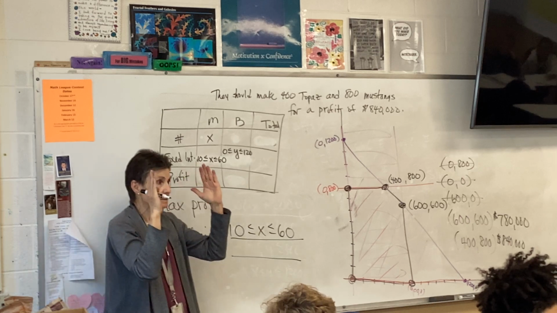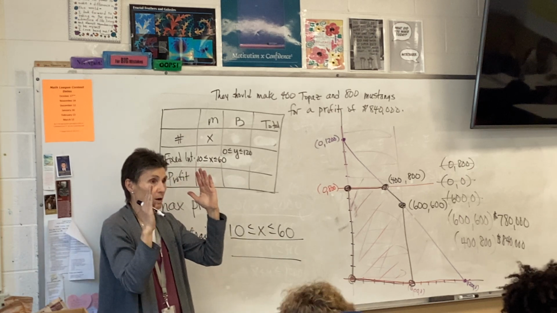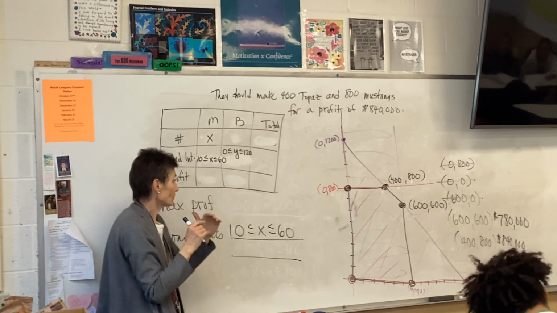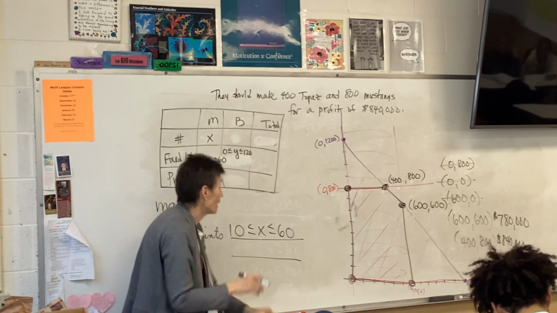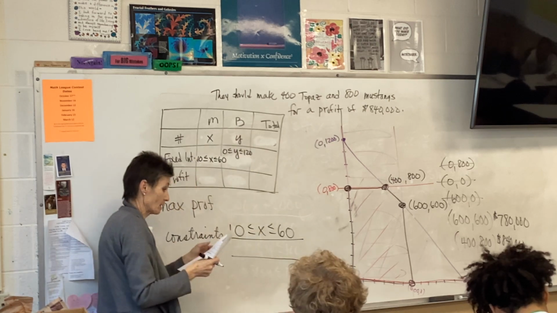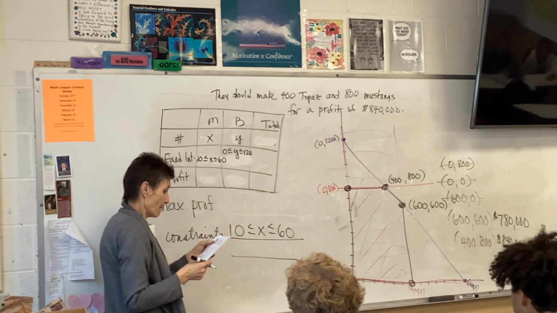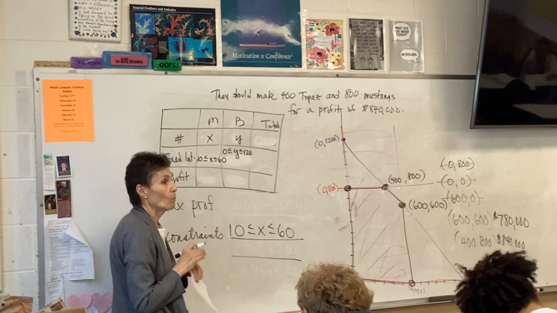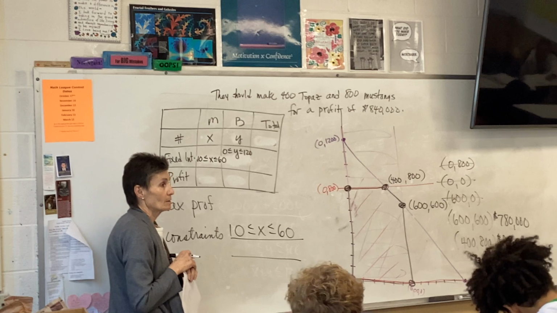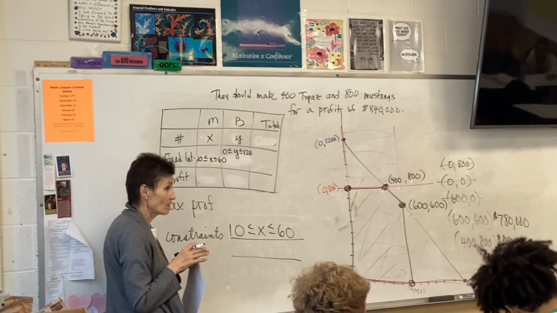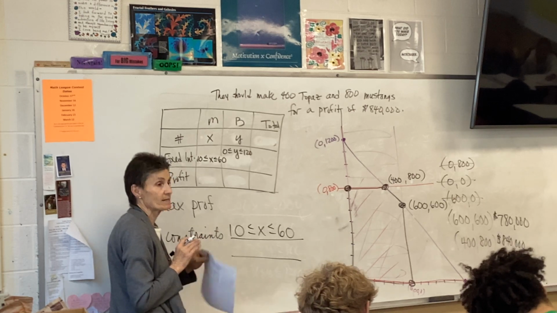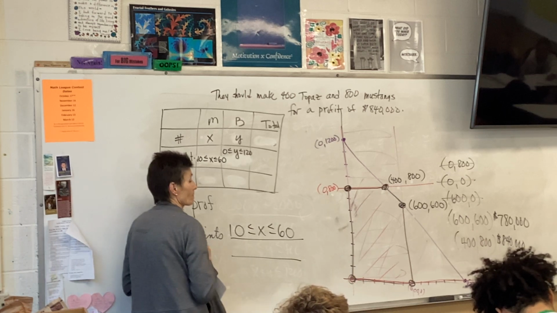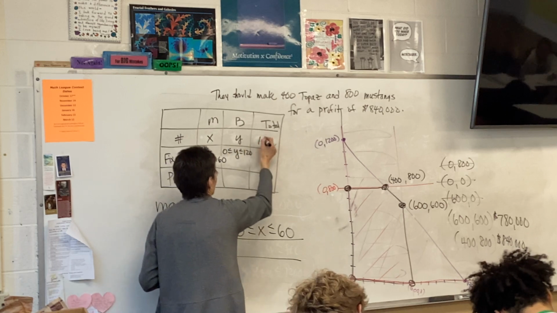Do you see that? I have to make more than or equal to 0, but less than 120. And I'm letting bicycles be Y. The total production cannot exceed 160. That means I can't make more than 160 vehicles. So where does the 160 go? Total number.